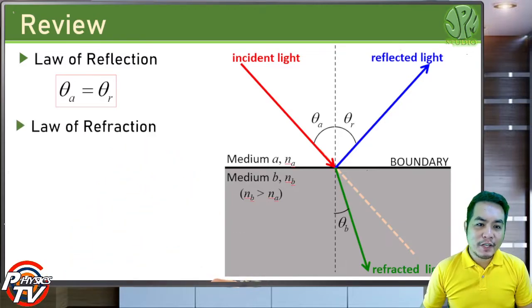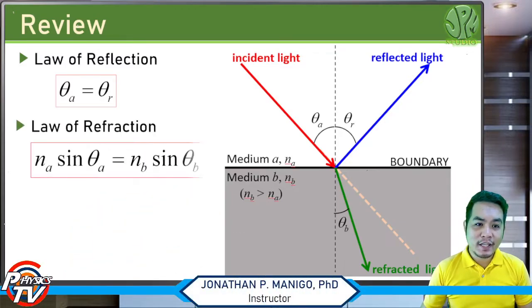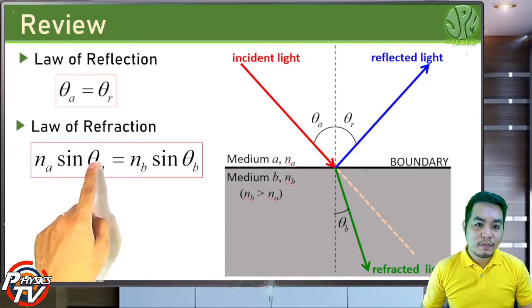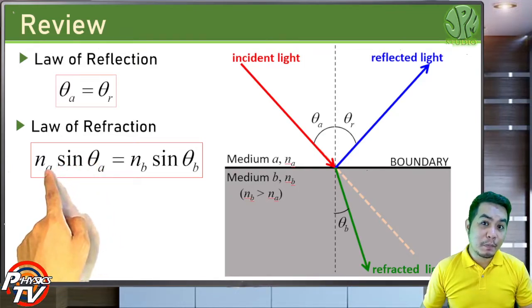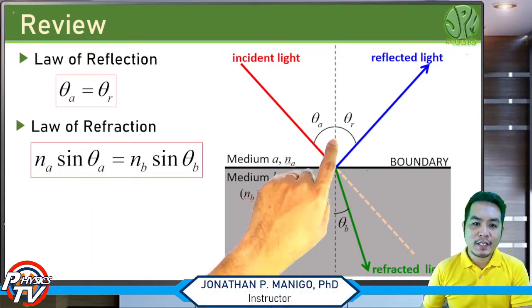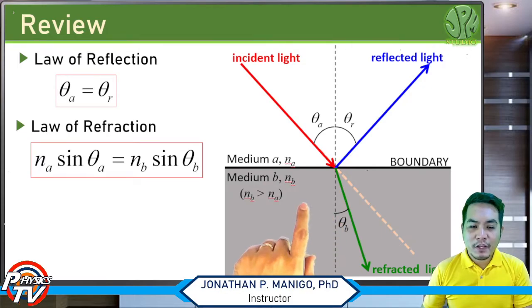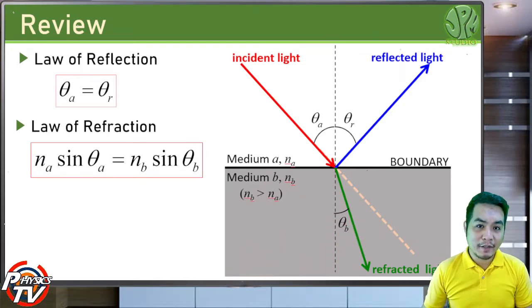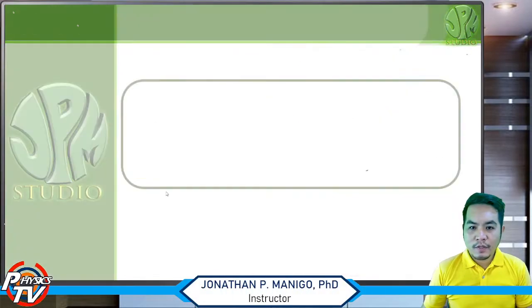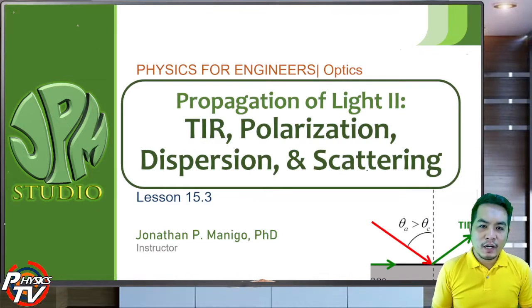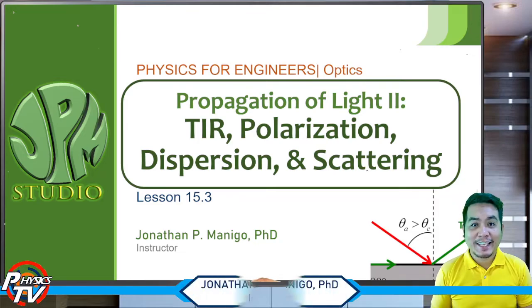And the law of refraction, or Snell's law, states that the angle depends inversely on the index of refraction. In this case, this medium here has a higher index of refraction, so it will have a smaller angle. For this lesson, we will be talking about TIR, polarization, dispersion, and scattering.